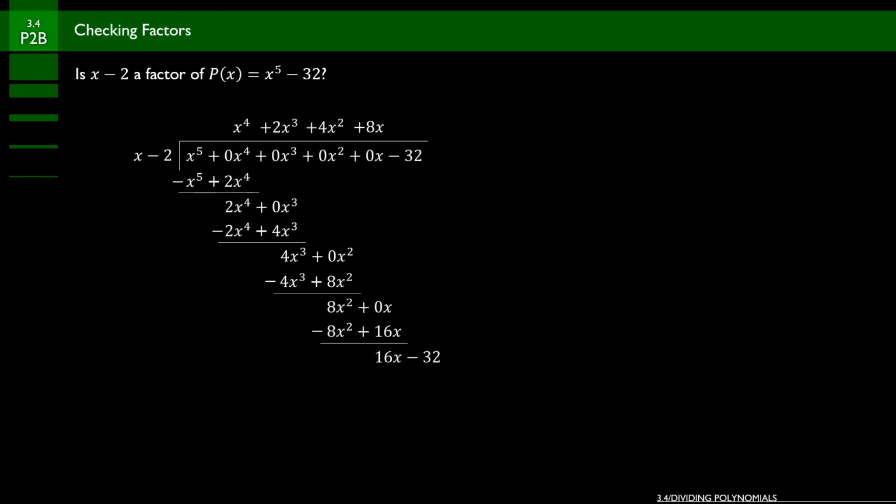What do we do to x to make it into 16x? We multiply it by 16. So 16 distributed through to the x minus 2 is 16x minus 32. Change the signs, and you're going to see that now both terms are canceled out and we're left with 0. When both terms cancel out and we're left with 0, that means that x minus 2 is a factor of x to the 5th minus 32.